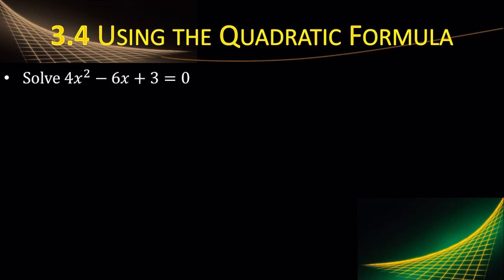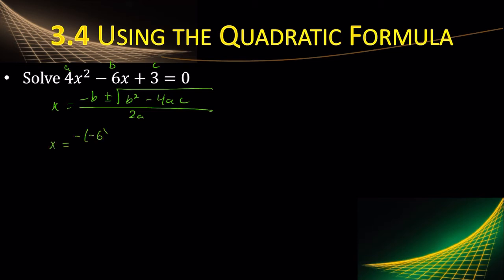All right, this one just says solve, so let's solve this using the quadratic formula. This is A, B, C. Quadratic formula is negative b plus and minus square root of b squared minus 4ac all over 2a. So it's negative, b is negative 6, so it's negative a negative 6. B is negative 6, a is 4, c is 3. A is 4. Negative and negative is 6.